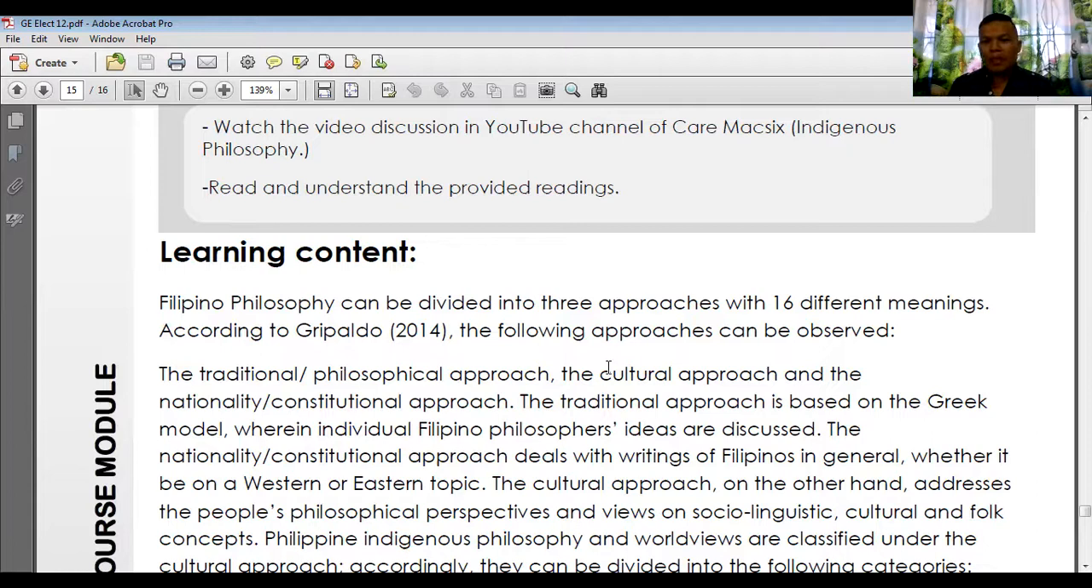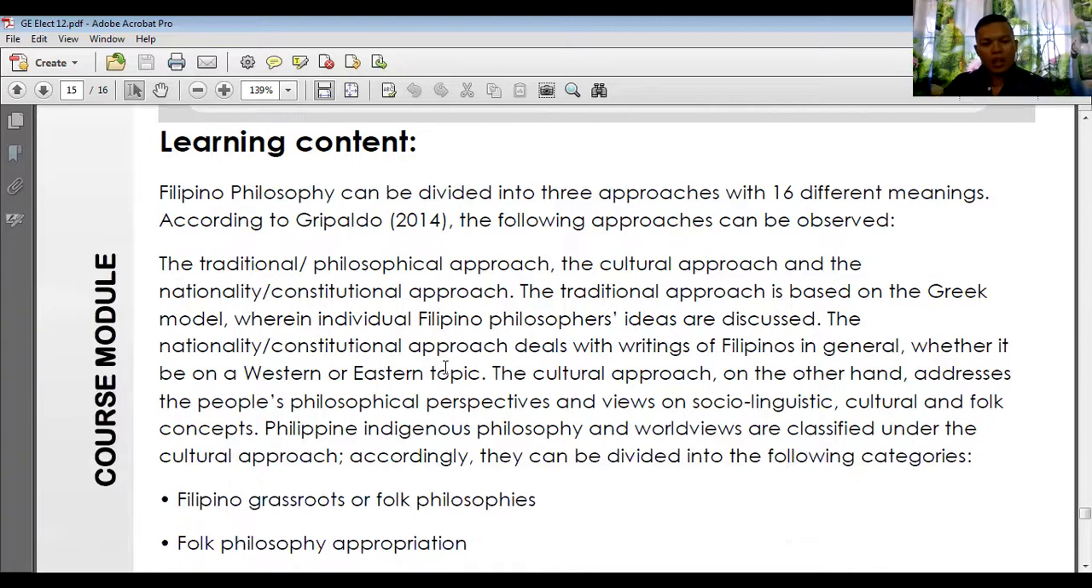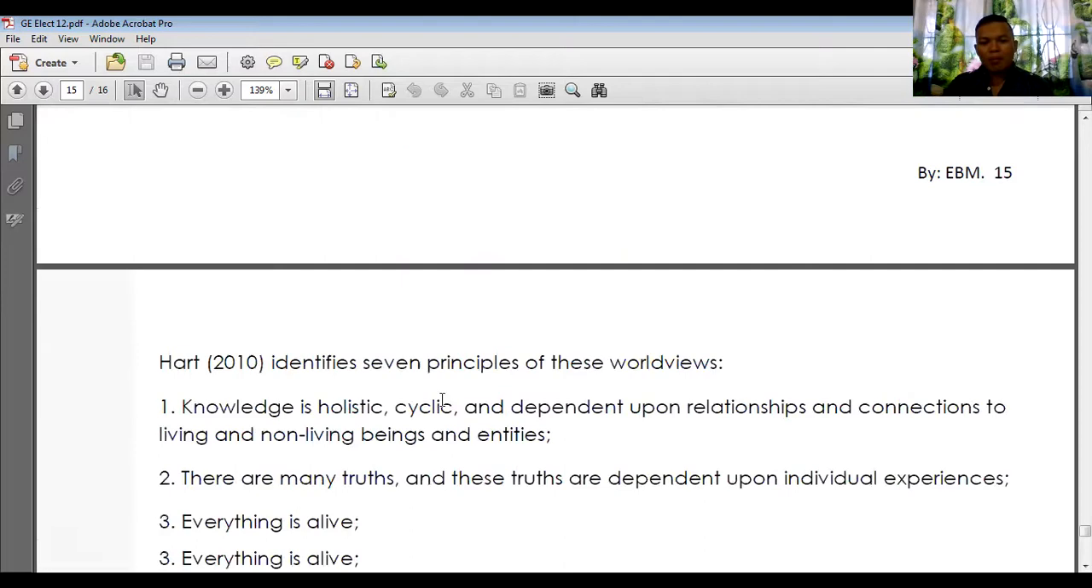May mga filosofiya ang mga tao din eh. Basi nagsunod lang ta sa mga Western. Nagsunod lang ta sa mga colonizers. So, I have put few readings din eh, aron ninyo masabtan. Dayon, you're going to consider and read this one.